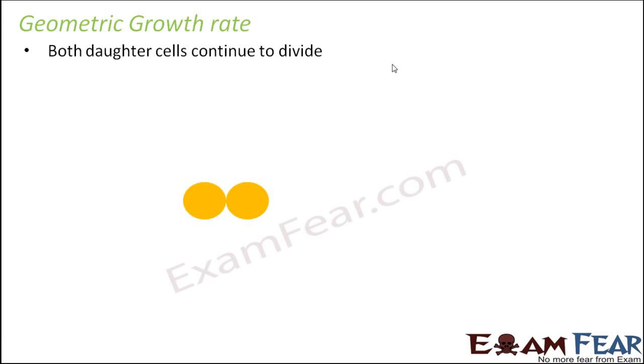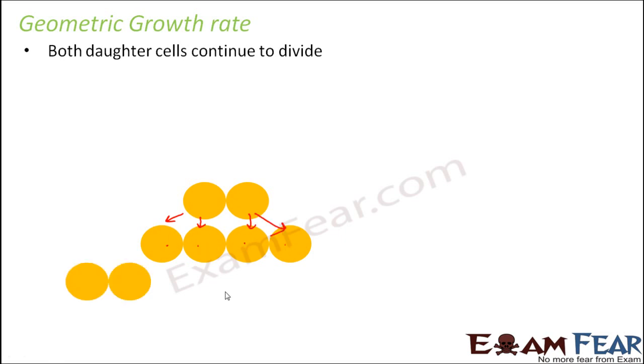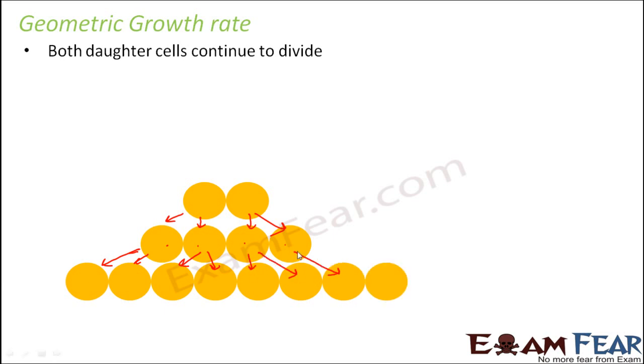So it would be something like this. If you start with two cells, each of them would divide. So if you see here, this cell divided to form these two and this cell divided to form these two. Now again each of these four daughter cells will divide. So this will form these two, again this will form these two, this will form these two, and this will form these two, right?